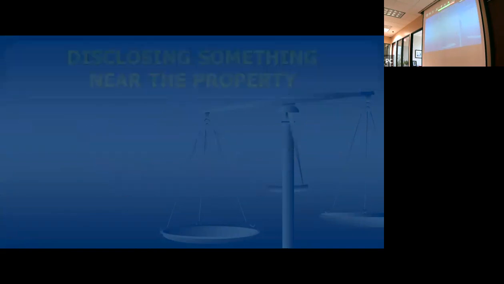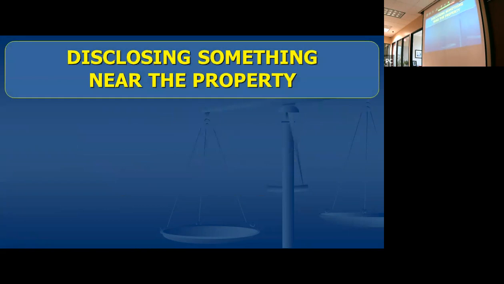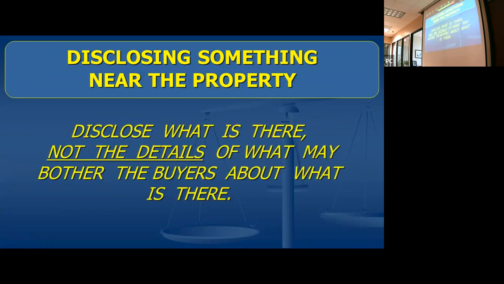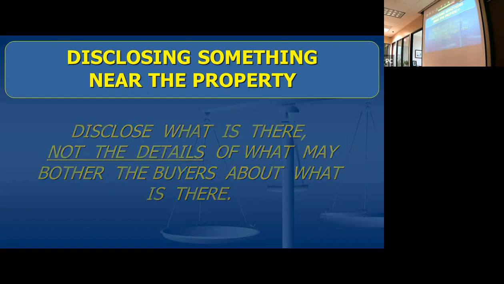So let's get into some examples of how you might want to word that in disclosing, and again, feel free to raise your hand if you have questions. Disclose what is there, not the details of what may bother the buyers about what's there. The main thing is things may bother them that wouldn't bother you. And also a list of things that might bother them never comes to an end. It will never, ever end. So you don't want to start it.